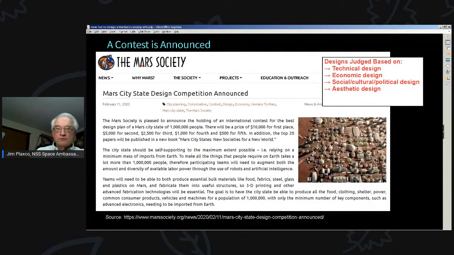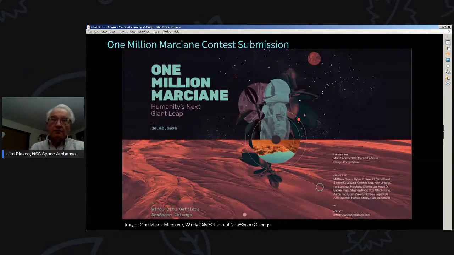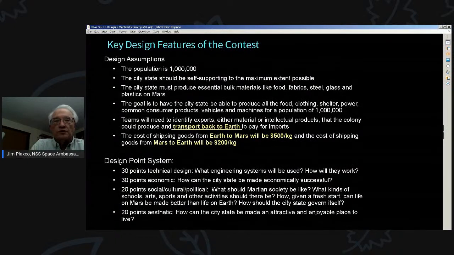So my story begins in February 2020 when the Mars Society announced its competition. This was their second contest of this nature. The first was a 2019 contest to design a Martian colony of 1,000 people. The story ends with our team's June 2020 contest submission, and this is the cover art for our submission to the contest. Now, the contest was structured with a set of expectations and guidelines and a point system that identified how submissions would be judged. These served as the main parameters in designing our Martian civilization.